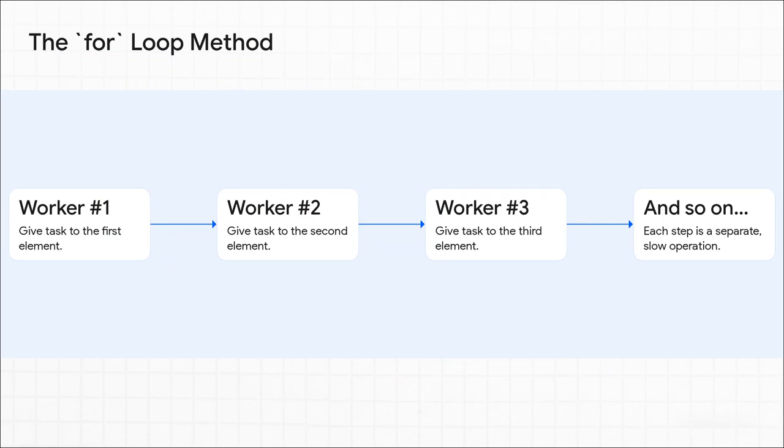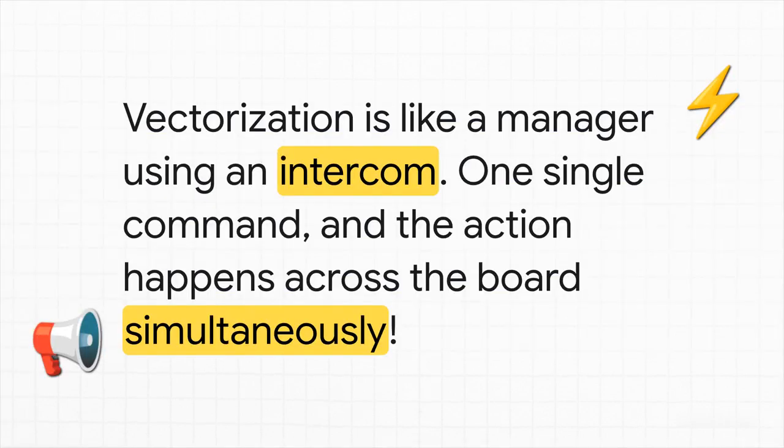Think of it this way. A traditional for loop is like being a manager who has to walk over to each worker's desk one by one and give them the same instruction. Okay, worker 1, add 2 to your number. Then you walk over to the next desk. Hey, worker 2, you add 2. It's so slow and inefficient because of all that back and forth, right? Now, vectorization, that's like the same manager grabbing an intercom and making one single announcement to the entire floor. Attention, everyone, add 2 to your number now. One command and the action happens across the board, all at the same time. That is where NumPy's incredible speed comes from.